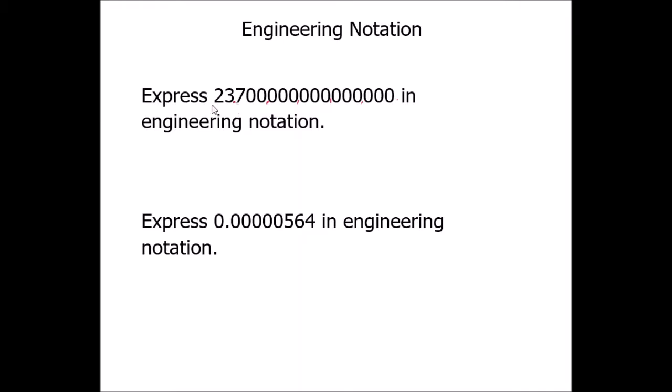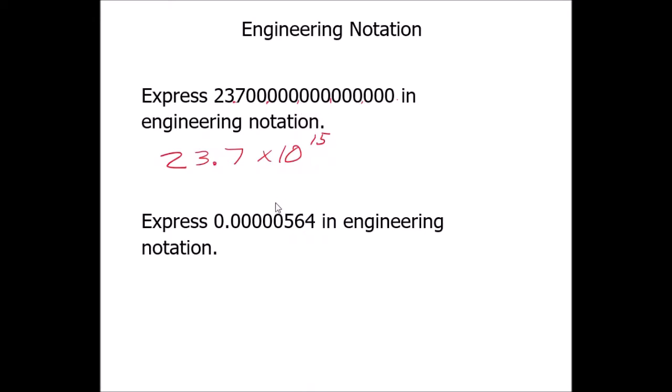Remember, I have to end up with either 1, 2, or 3 digits in front of the decimal point. So I have moved my decimal point 3, 6, 9, 12, 15. So my number expressed in engineering notation is 23.7 times 10 to the 15th. Again, if I multiply this by 10 to the 15th, I will move the decimal point 15 places over, and I end up with the long number that I started with.